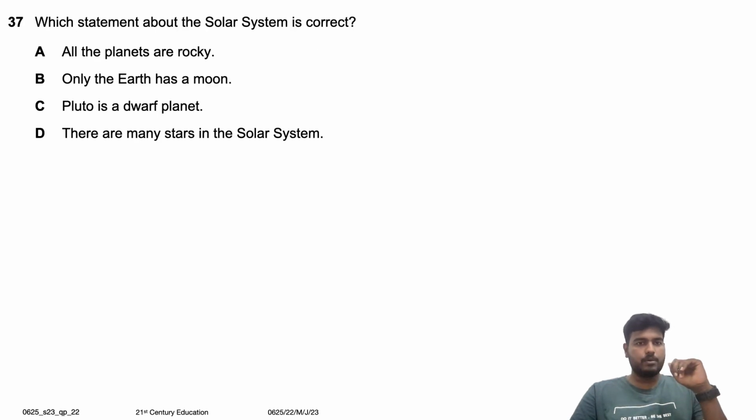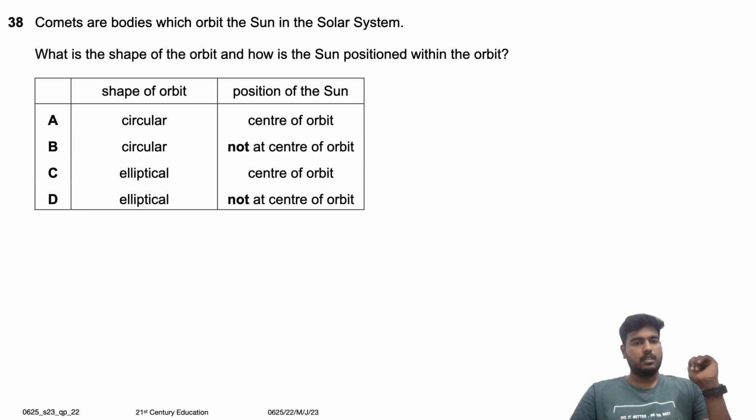Which statement about the solar system is correct? Pluto is not a planet, it's a dwarf planet. Thanks to Neil deGrasse. Comets are bodies which orbit the sun in the solar system. What is the shape of the orbit and how is the sun positioned within the orbit? It's an elliptical orbit and the sun will be at one of the foci, which is not at the center of the orbit.